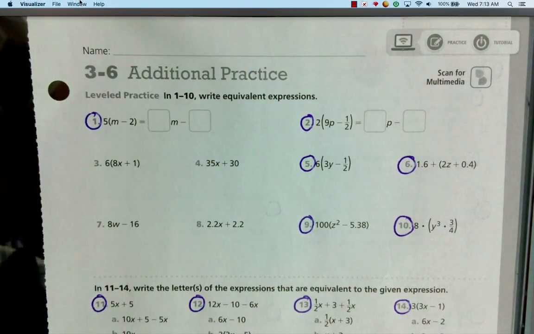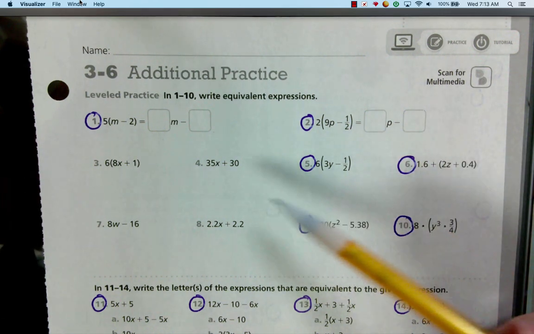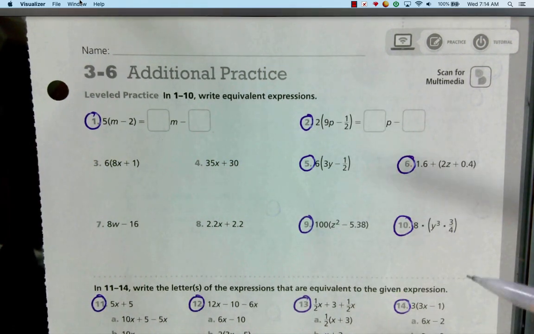Okay, this is 3-6 additional practice, and I'm going to go over the directions of what you have to do. So far when you look at my video, you see the ones that I have circled. Those are the ones that you are required to do. Okay, those are the ones you are required to do.